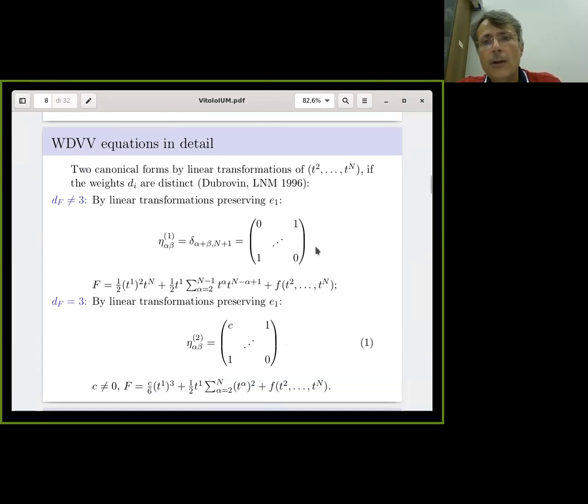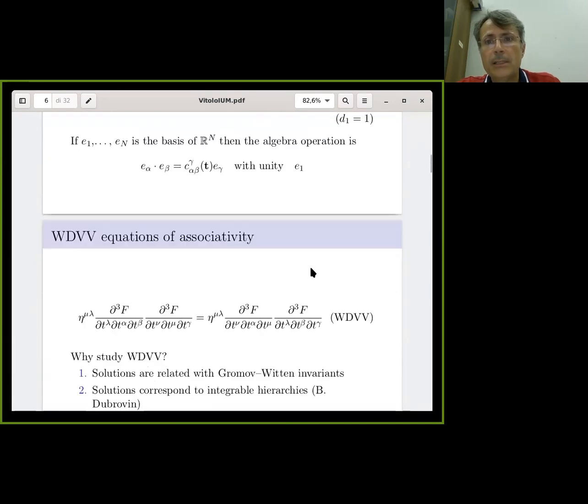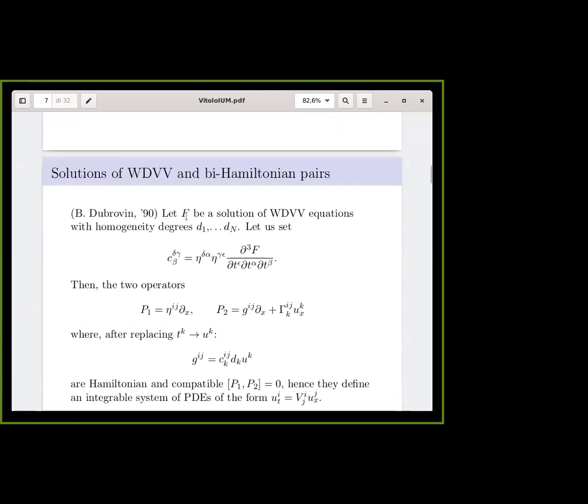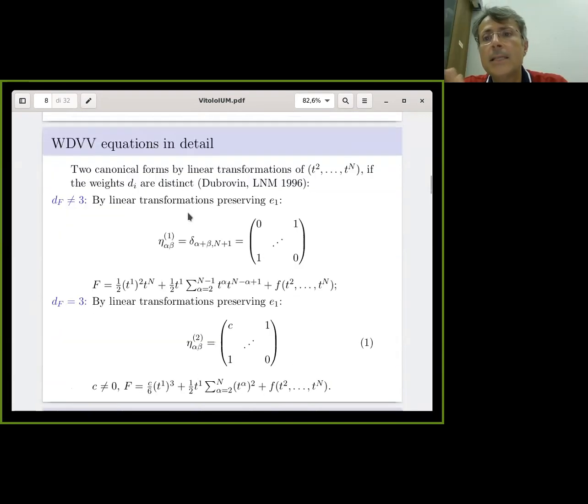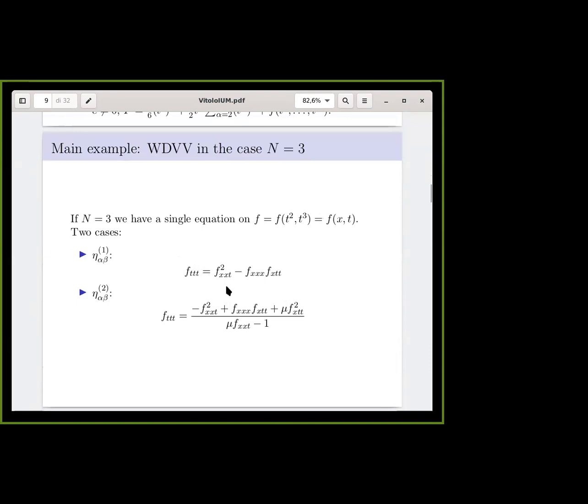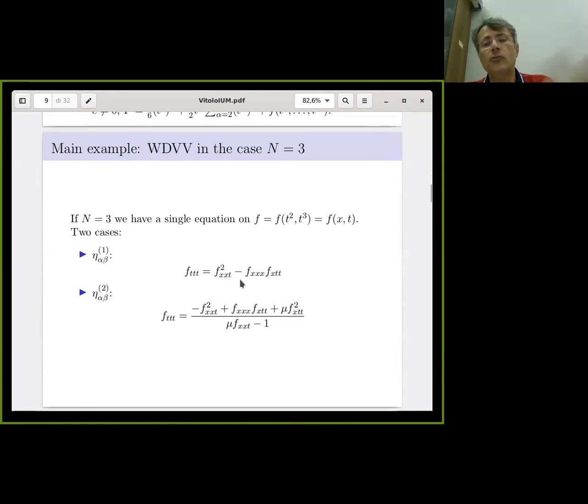So you have two canonical forms of eta, and hence the WDVV equations are two possible equations. These two possible equations are the equations that I showed you here. We are in the case n equals 3, the simplest case. So you have two equations, and these can be transformed into two systems, and these two systems have a third-order operator, and this third-order operator is homogeneous of the canonical form.